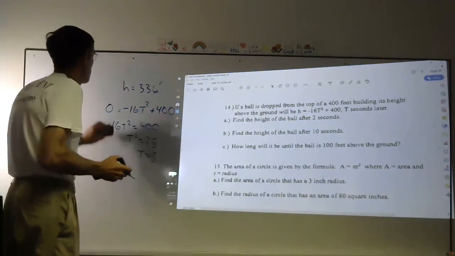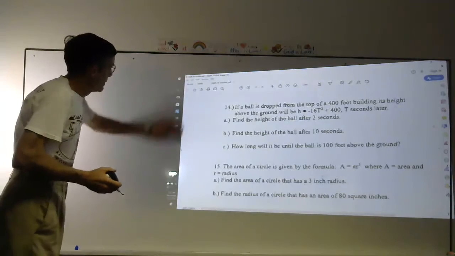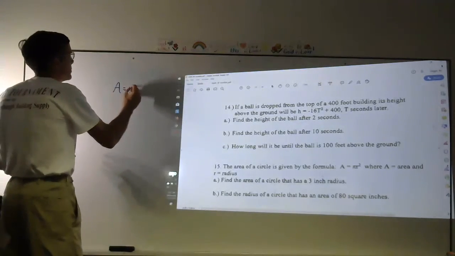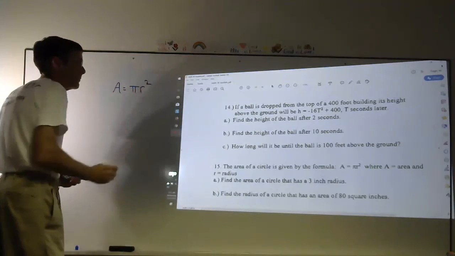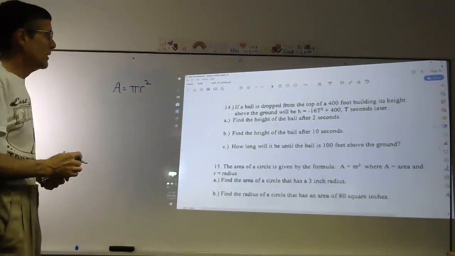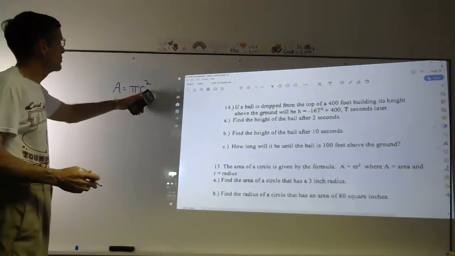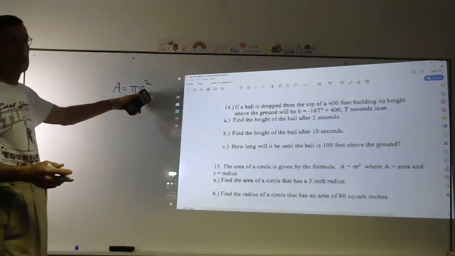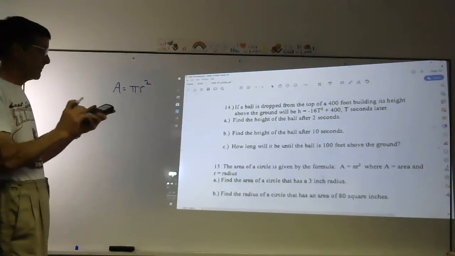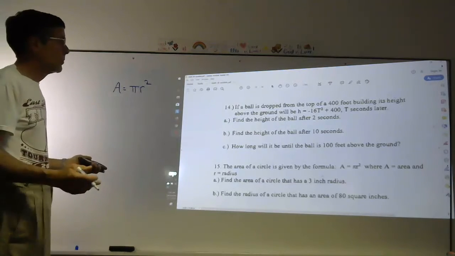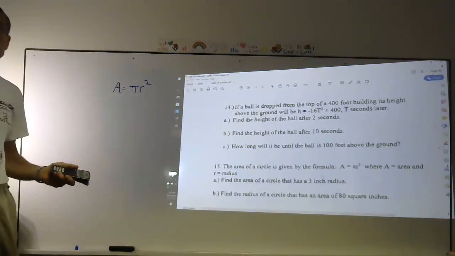15, talk about areas of circles. It's given by the formula A is equal to pi r squared. Probably all heard that formula before. Where A is the area and r is the radius. Find the area of a circle that has a 3-inch radius. You simply put 3 for the radius. 3 times 3 is 9 times pi. And I get about 28.26 square inches.